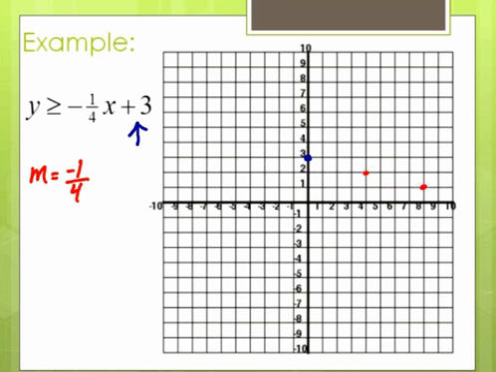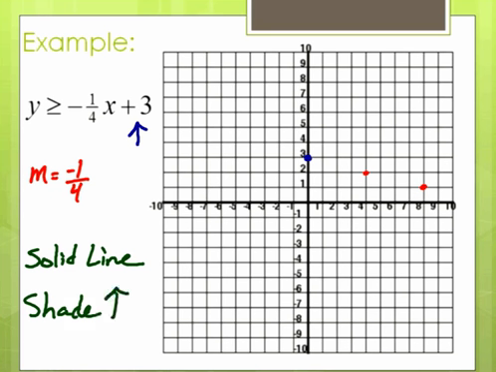Alright, from there we need to know, do we make a solid line, do we make a dashed line, do I shade above, do I shade below, what do we do here? Well, this is a greater than or equal to sign, so we're going to have a solid line since it's an or equal to, and we're going to be shading above, since it's greater than. We'll shade above. Those are the two things that we know from that inequality symbol.